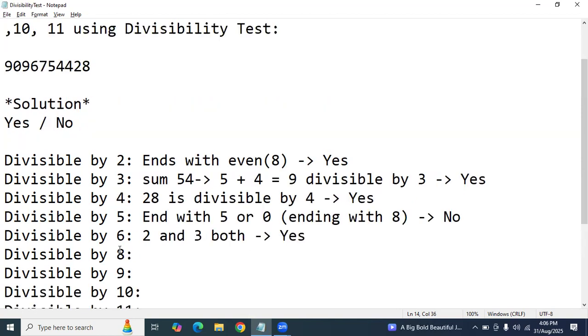Divisibility by 8. The way we checked it for 4, for 4, we check whether the last 2 digits of a number are divisible by 4 or not. For the divisibility test of 8, what should we do? We should take the last 3 digits, that is 428, and try to divide it by 8.